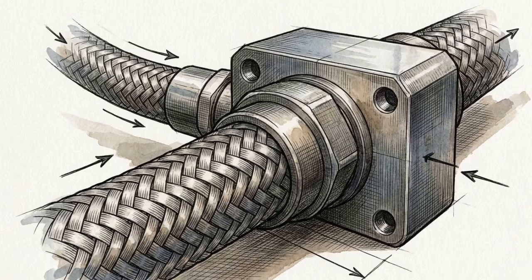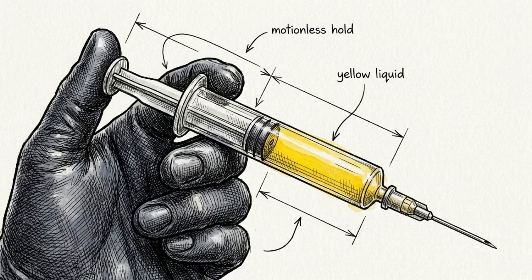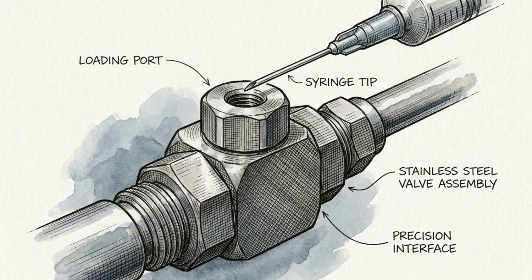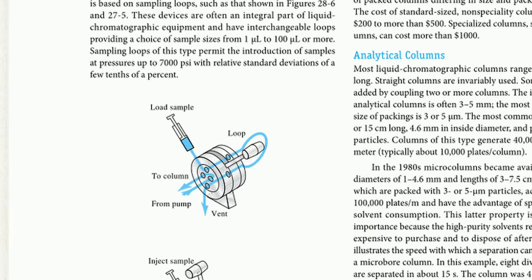Now we face a mechanical problem. We have a system running continuously at 6,000 psi. We need to insert a small liquid sample into that raging stream without dropping the pressure or exposing the internal tubing to the open air. The solution is a sample injection valve.